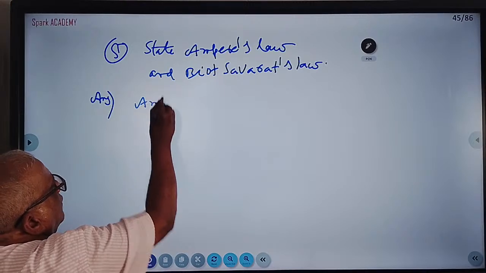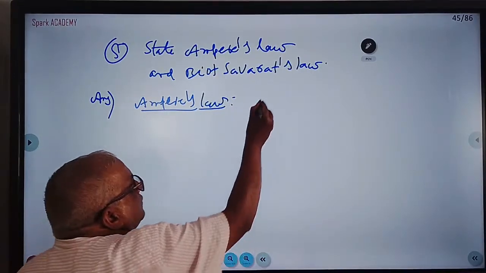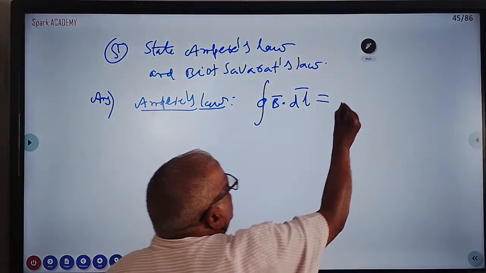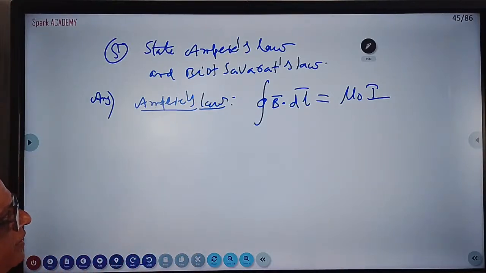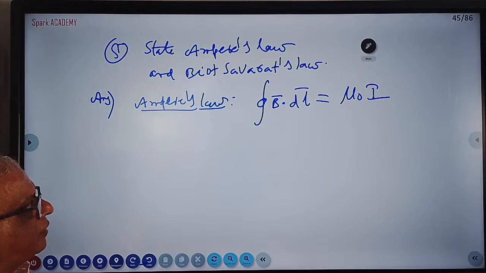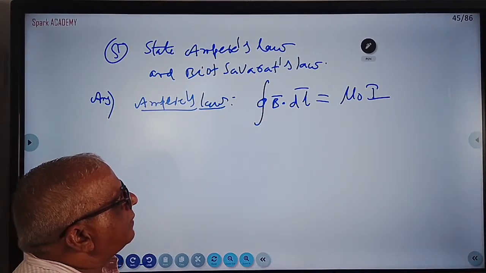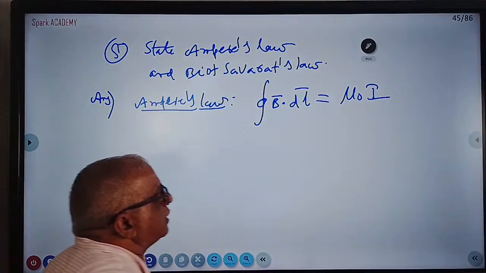Ampere's law, I am telling. Ampere's law is used for symmetrical situations. Integral B dot dl is equal to mu naught times the current bounded by the surface. What is the Ampere's law? Mathematically speaking, line integral of tangential component of magnetic field around a closed path is equal to mu naught times the current. In words I am telling. Listen once again, students. Line integral of tangential component of magnetic field around a closed path is equal to mu naught. Mu naught means permeability of air. I is called current. This is called Ampere's law.